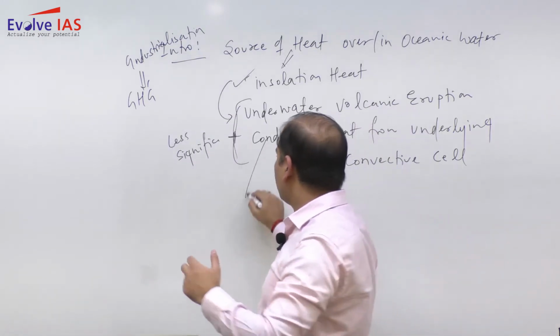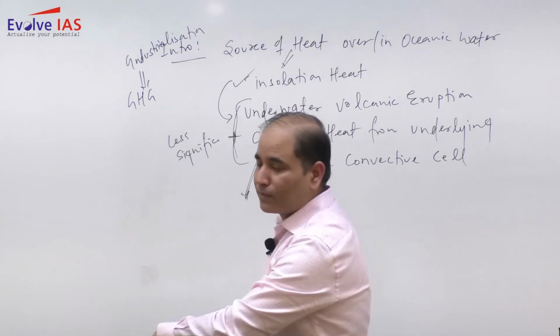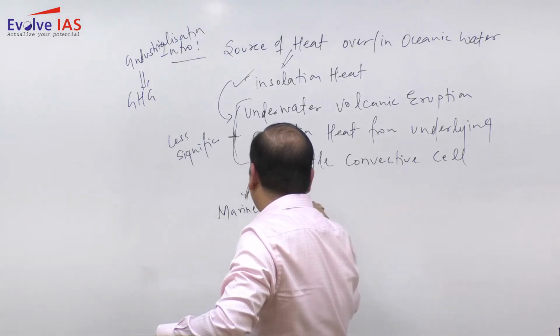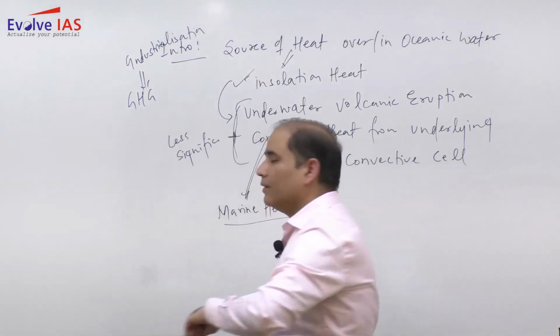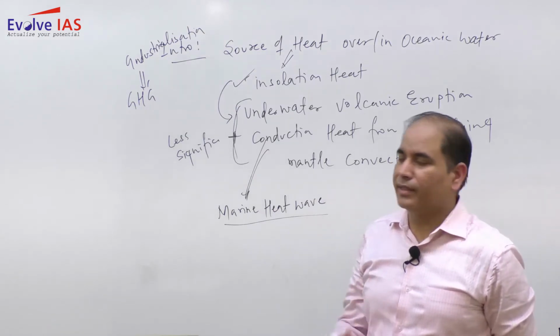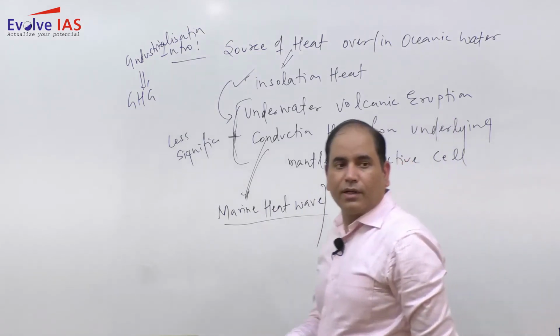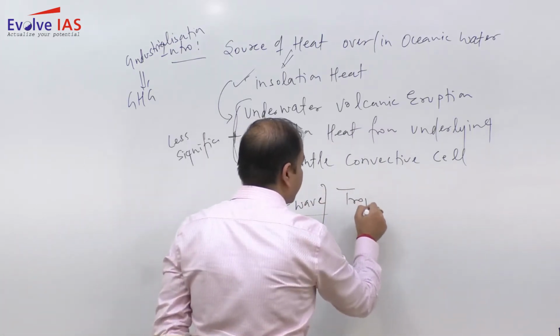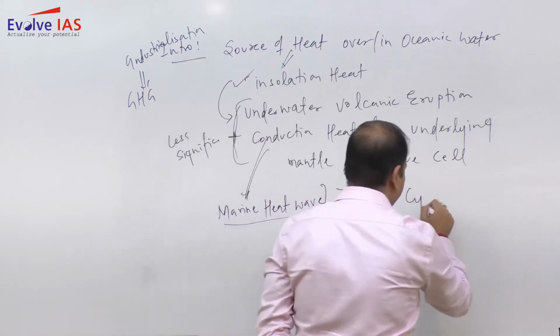So what are some potential consequences this sea surface temperature rise is capable of? So there is the case of marine heat waves. In some areas, if there is a very rapid change in temperature, that can cause a marine heat wave. Also it is associated with tropical cyclone phenomena. So the cases of tropical cyclones will be more.